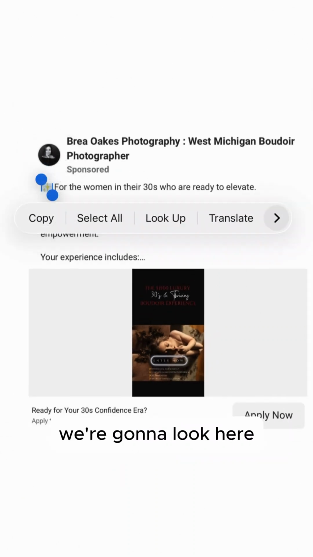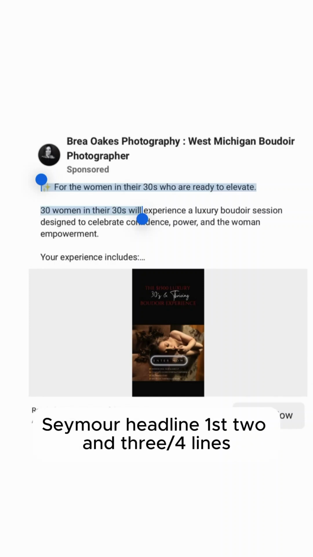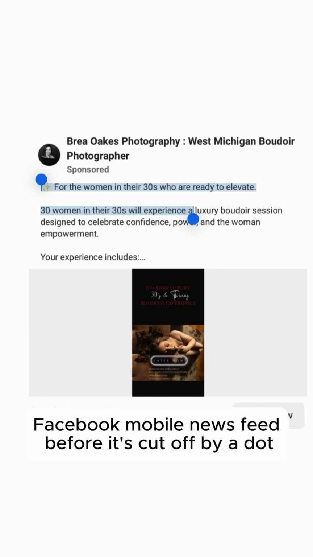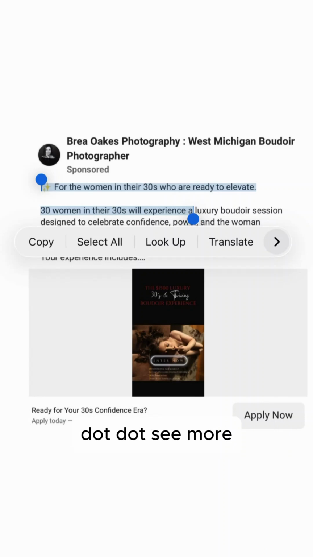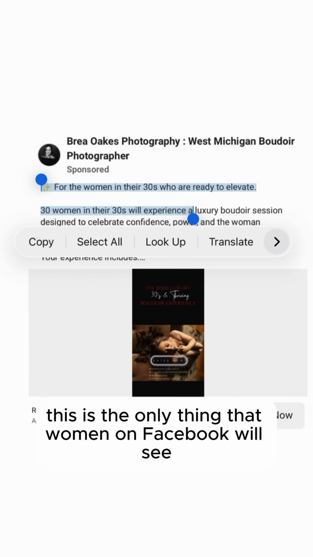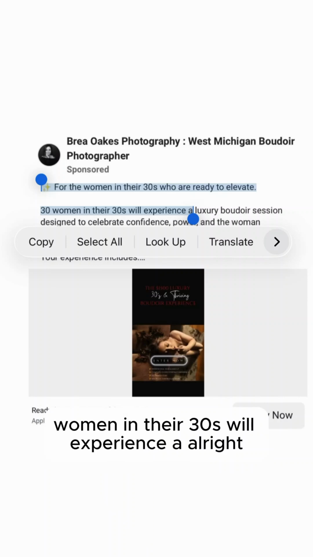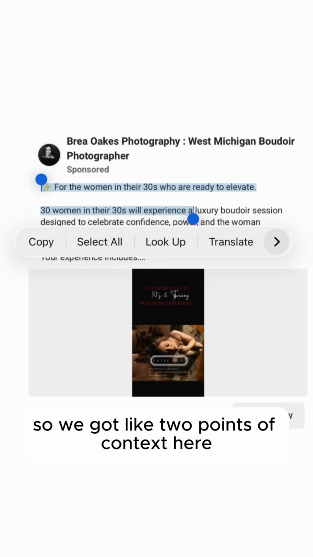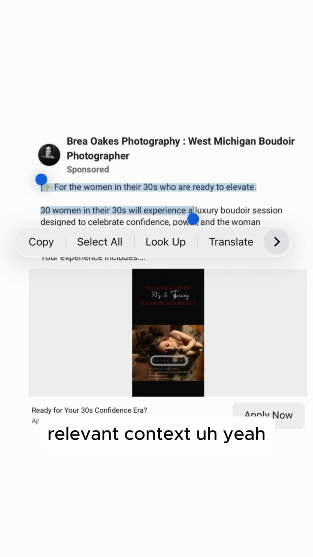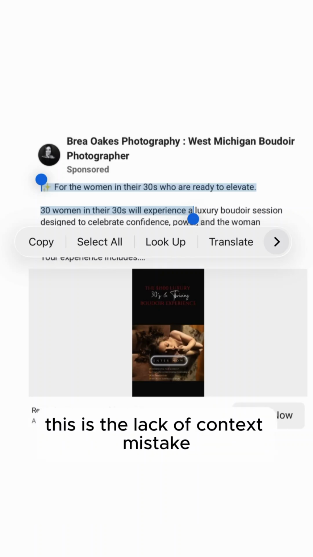Finally, we're going to look here. See more: the headline's first two and three-quarter lines in the Facebook mobile newsfeed before it's cut off by a dot dot dot. This is the only thing that women on Facebook will see, the only text. So we got like two points of context here, relevant context. Yes, this is the lack of context mistake.